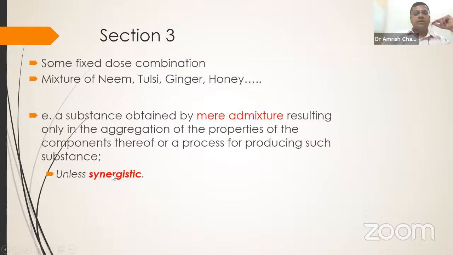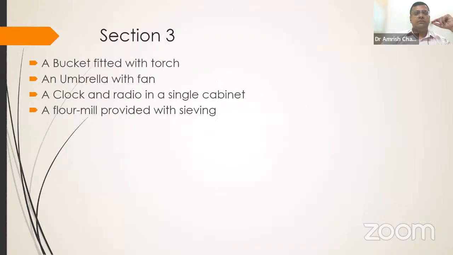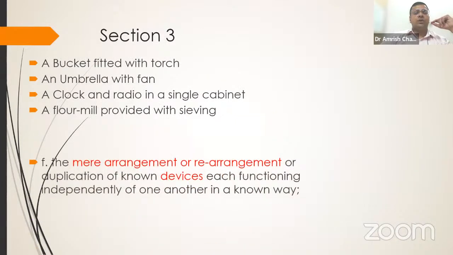Because that will be a mere admixture unless it is synergistic. So if you show that there's a technical advancement in it or there's something good in it, then it can be patented subject to other clauses, but otherwise it is not patentable. Similarly, if you just arrange 2 or 3 things together, like you put a bucket with a torch or an umbrella with a fan, the umbrella and the fan don't really integrate. There's no use of a fan and the umbrella, there's no integration of the things. Okay, so such things will not be patentable.